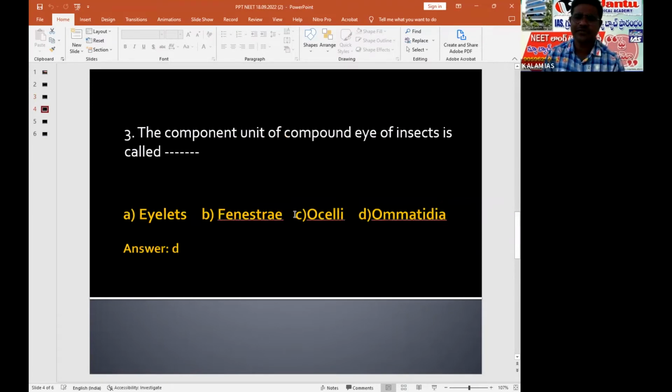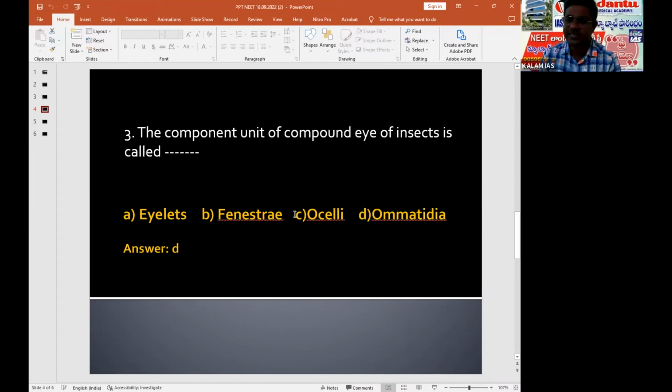The component unit of the compound eye of insects is called. Remember that there are simple eyes and compound eyes. Most of the insects have compound eyes. In these compound eyes, we have so many subunits. The subunits present in the compound eyes are the ommatidia. That means option D is the correct answer. What is an ommatidium? It is one of the subunits of the compound eye. All together they form the one eye.